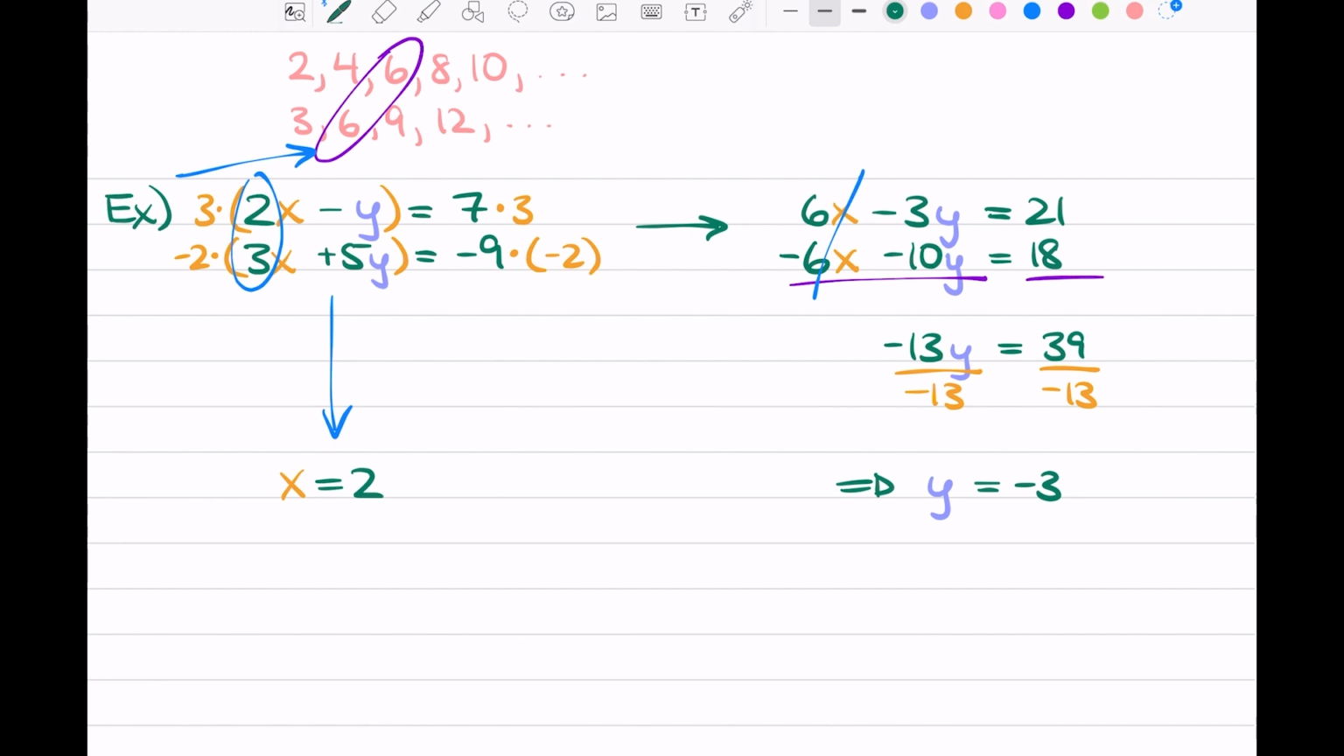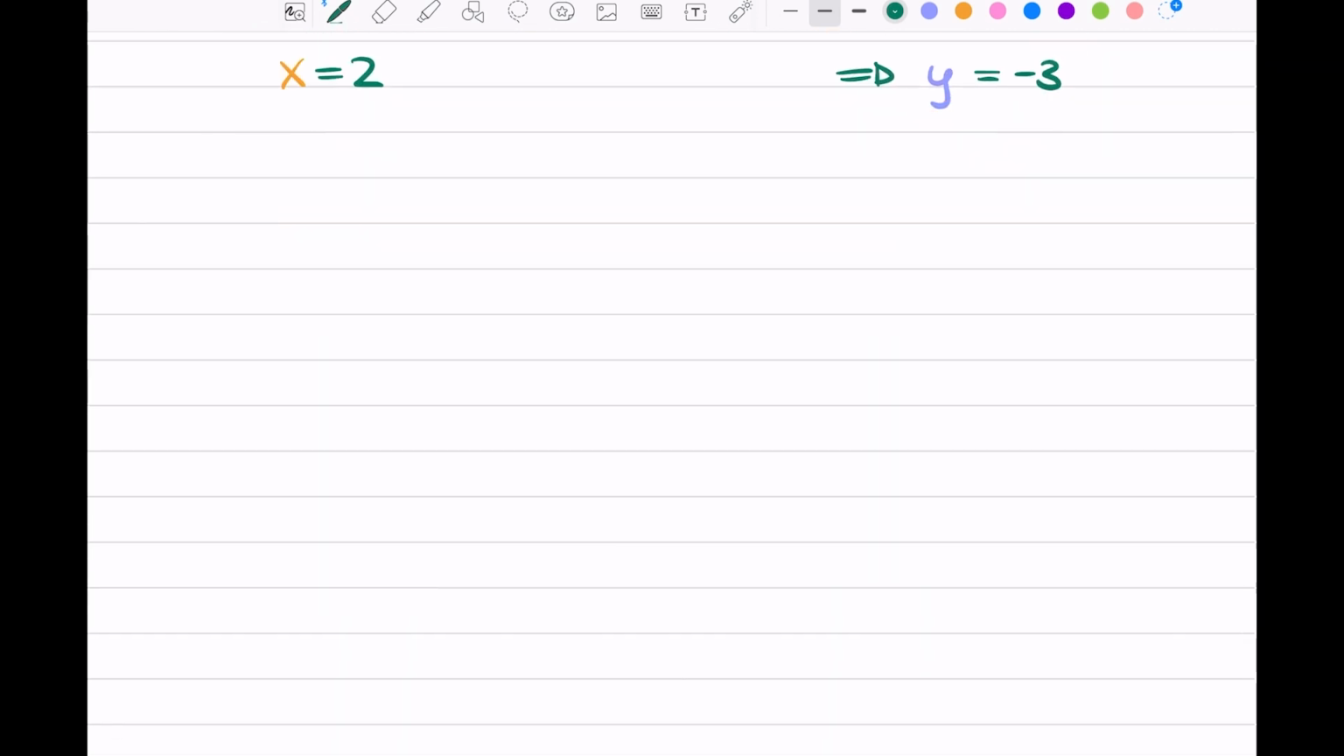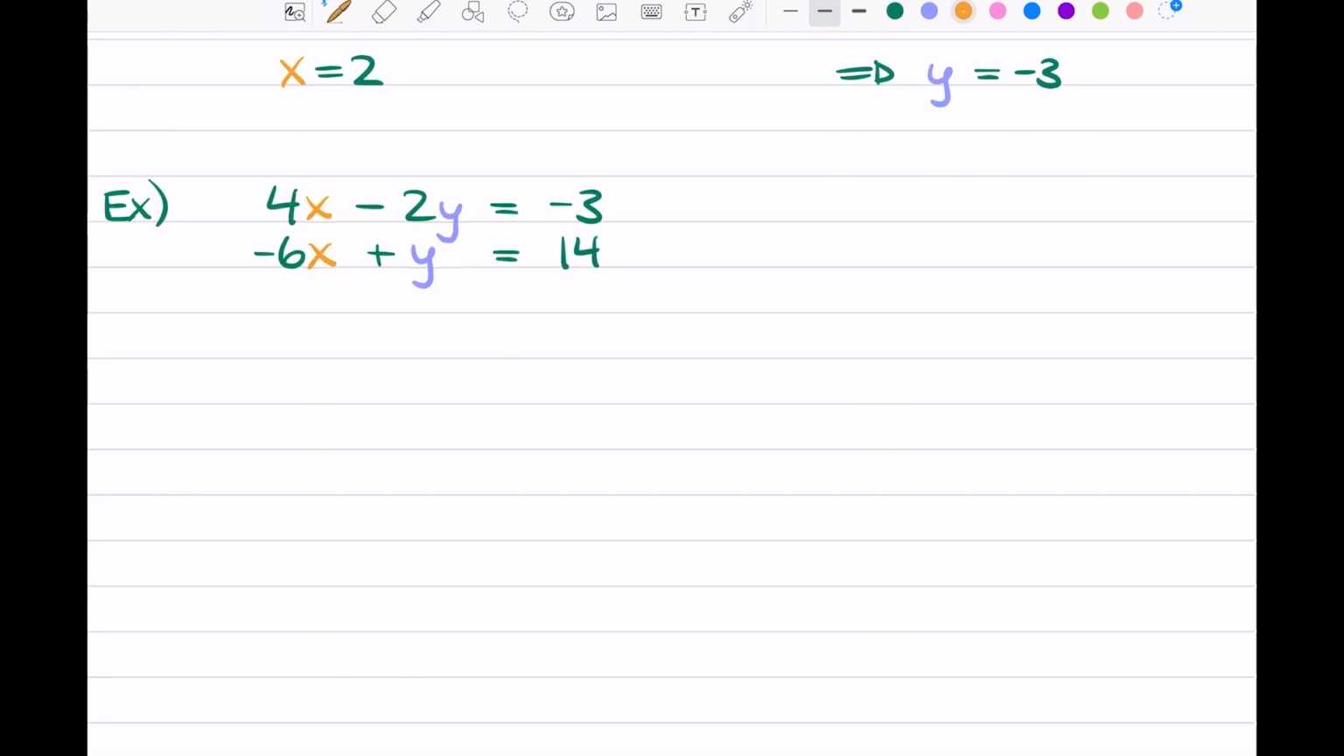Let's try another example. We have 4x minus 2y equals negative 3, and negative 6x plus y equals 14. Again, we're going to solve this equation by combining, and it looks like getting rid of the y would be easiest. We just need to multiply our bottom equation by 2.